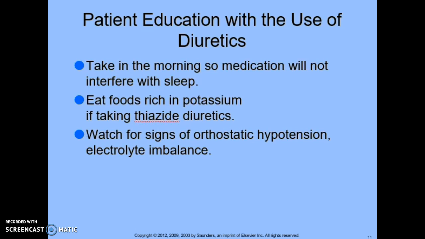Patient education with use of the diuretics: take in the morning so the medication will not interfere with sleep. Eat foods rich in potassium if taking thiazide diuretics, and watch for signs of orthostatic hypotension and electrolyte imbalance. Patients who are taking diuretics should be aware of several conditions, and patients need to be made aware of these conditions when diuretics are prescribed.